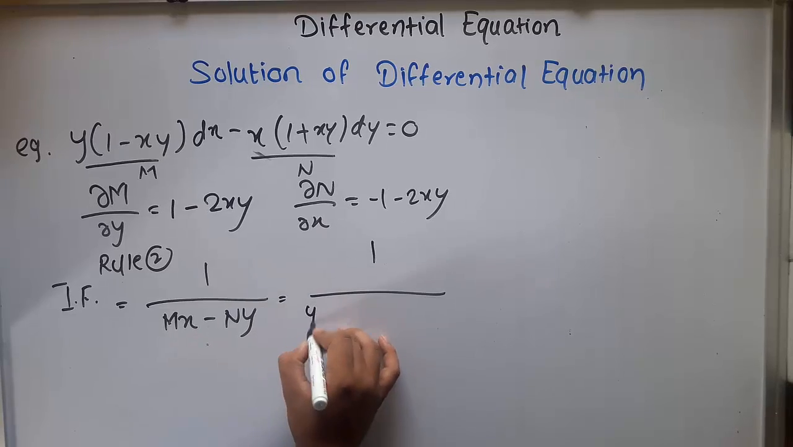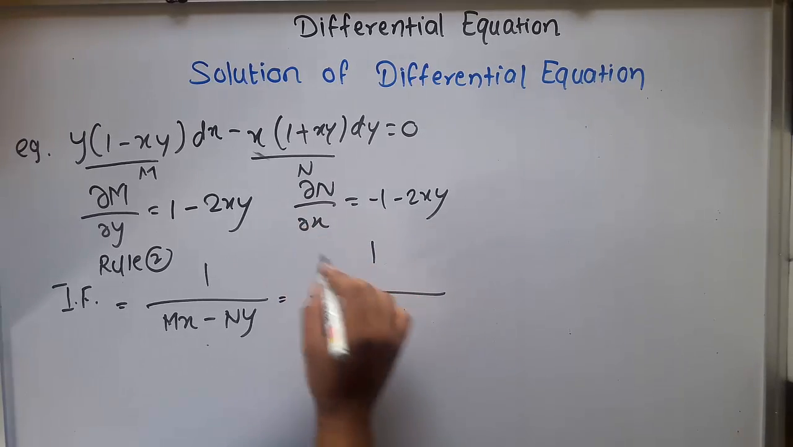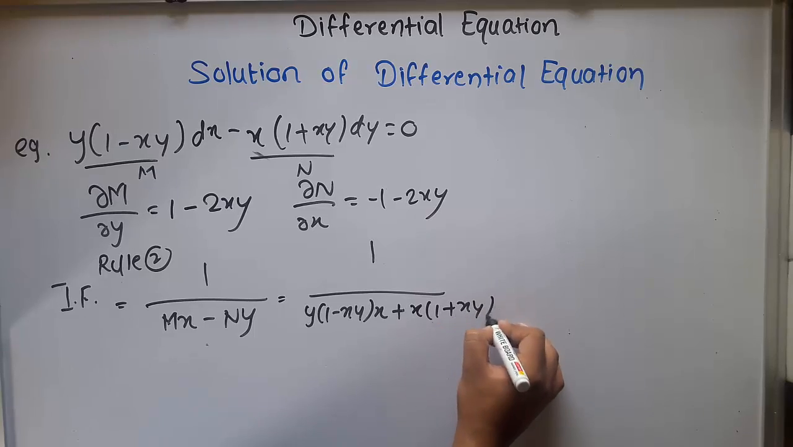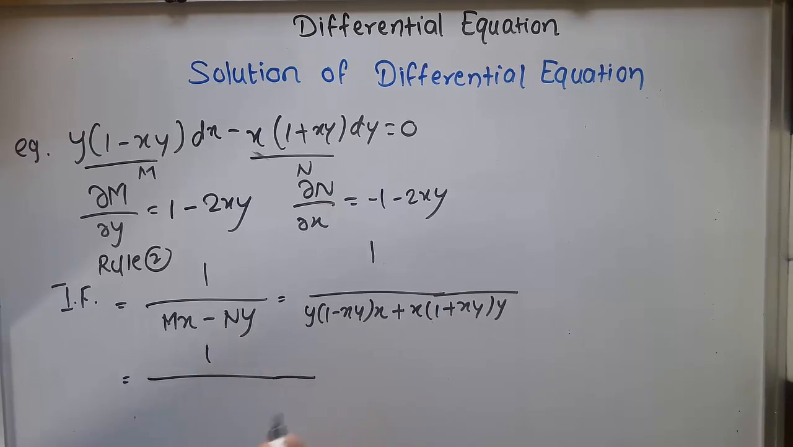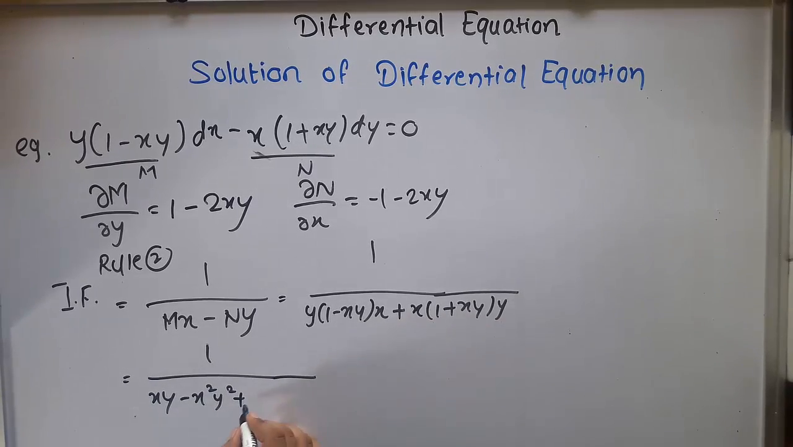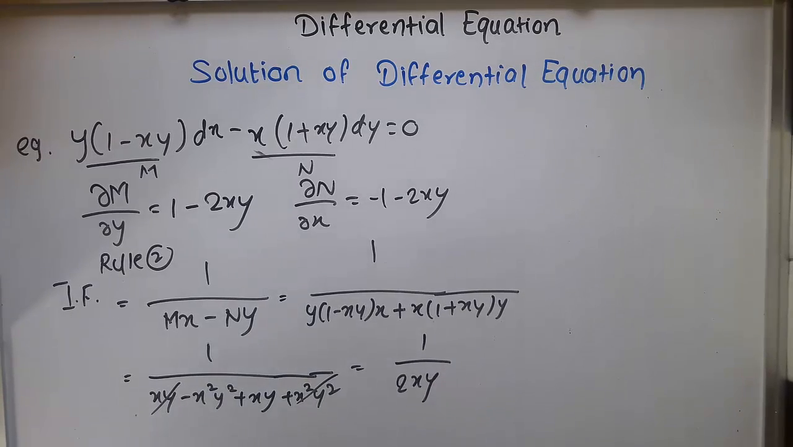So Mx value is y(1 minus xy) into x, minus N value will be its minus sign, that's why we get plus x(1 plus xy) into y. So integrating factor will be 1 upon xy minus x square y square plus, here we get xy minus x square y square, plus x square y square. This x square y square gets cancelled, our integrating factor becomes 2xy. So this is our integrating factor.